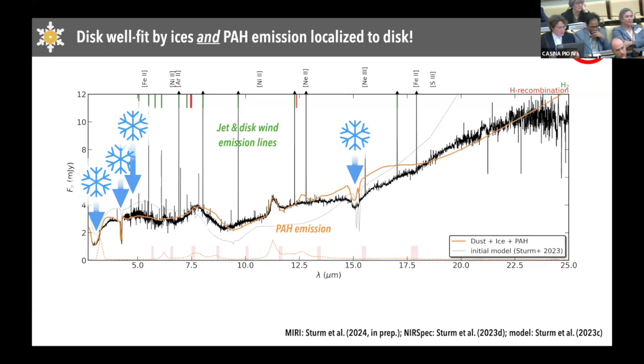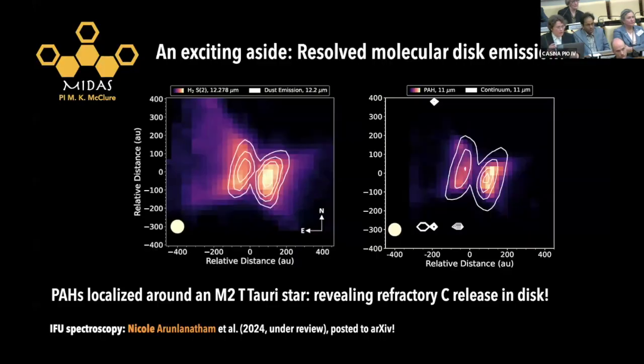And Arjun's able to get a really great fit for this using both ices in the disk as well as PAH emission that's localized in the disk. And I want to emphasize this is in the disk itself, not in the background, because he's getting a really good fit to the feature.